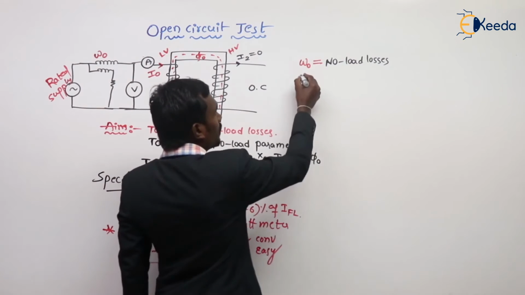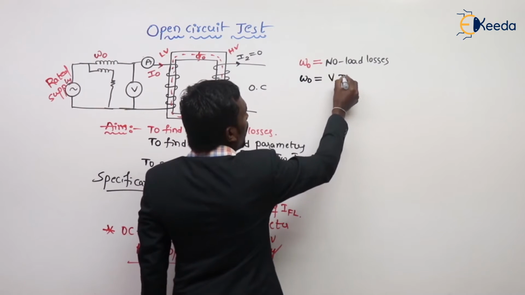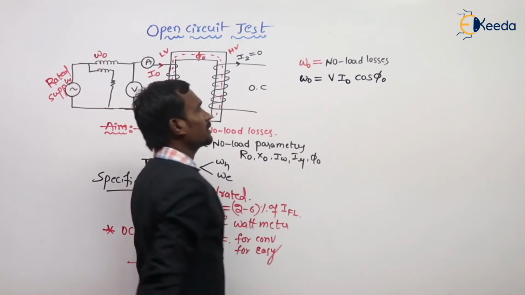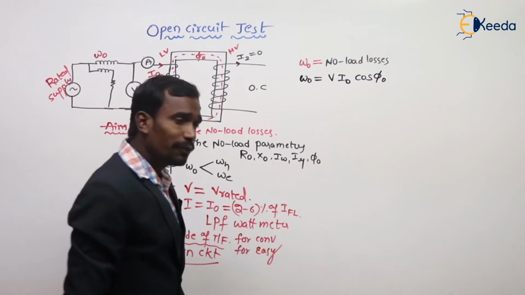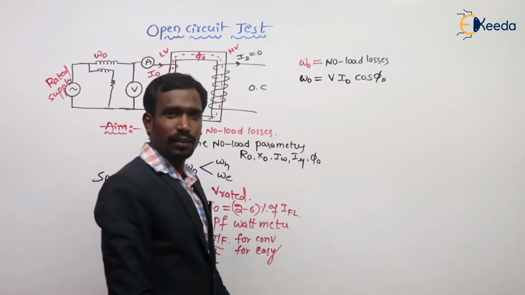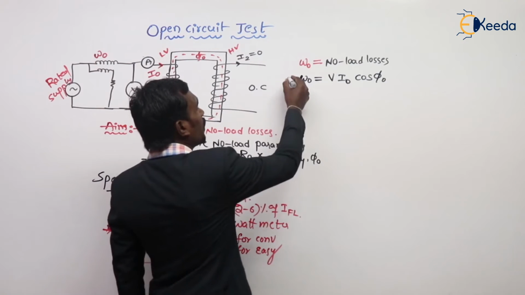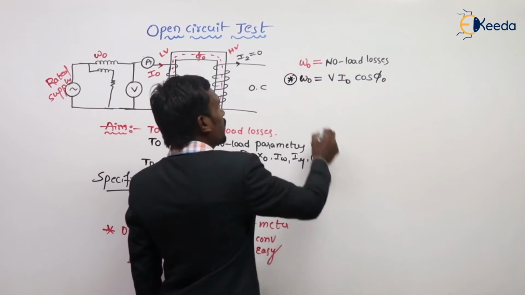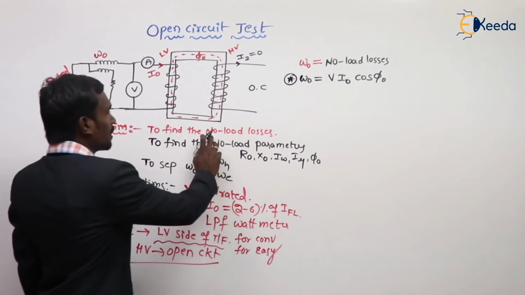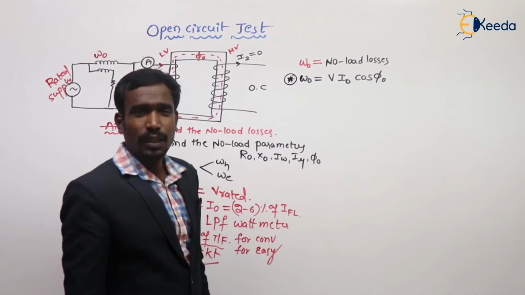So how much is it? This W0 is equal to V I0 cos phi naught, because this is a single phase transformer. If it is a three phase transformer, take root 3 V I0 cos phi naught. This is the no load losses of my transformer that I calculated. No load losses completed.